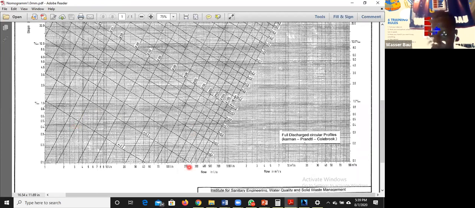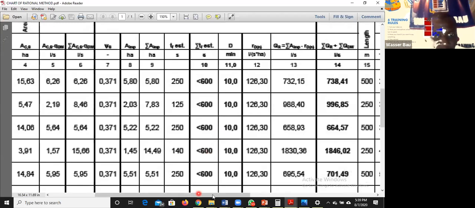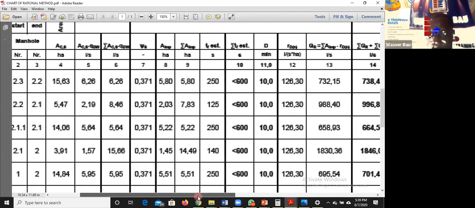I want to get the value. So the value will give you for catchment E. Catchment E will give you 695.54. No, the contributing area is 5.51.